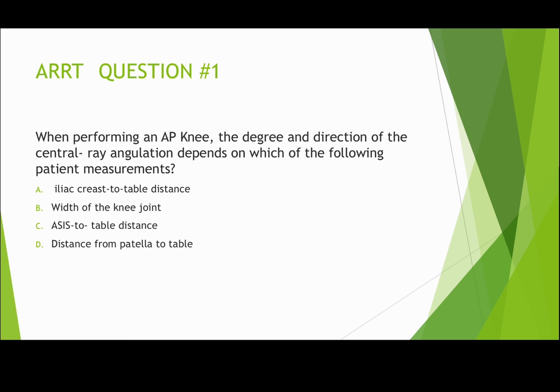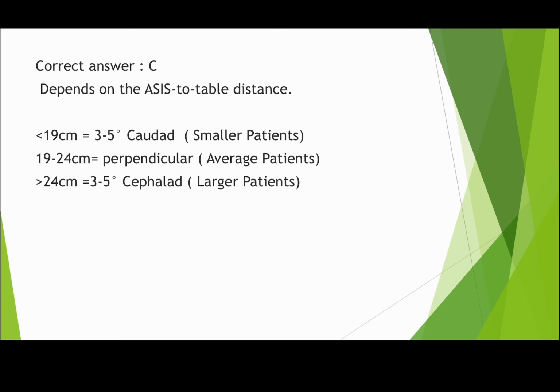All right, so here are my ARRT questions. My first one is, when performing an AP knee, the degree and direction of the central ray angulation depends on which of the following patient measurements. So the correct answer is C. It depends on the ASIS to table distance.